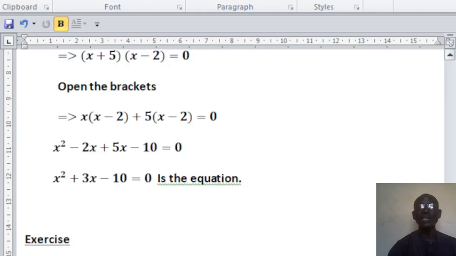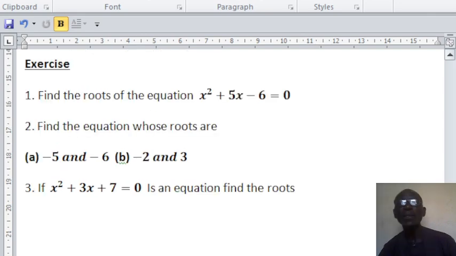Now I have some exercises here that I'm going to leave with you. You play with them. The first one is find the roots of the equation x squared plus 5x minus 6 equals 0. Second, find the equation whose roots are a, minus 5 and minus 6, then b, minus 2 and 3. Then lastly, if x squared plus 3x plus 7 equals 0 is an equation, then you should find the roots.